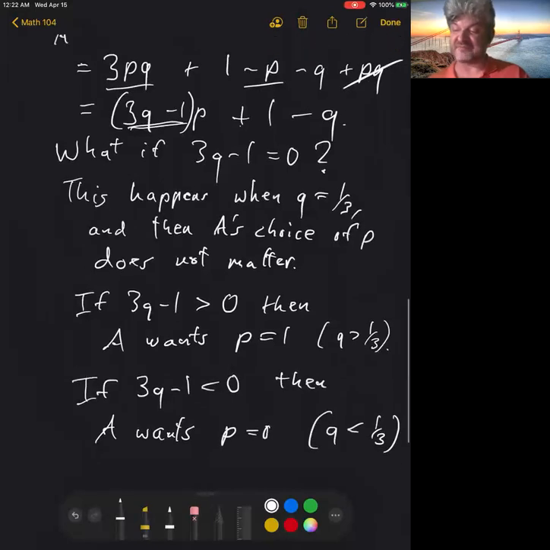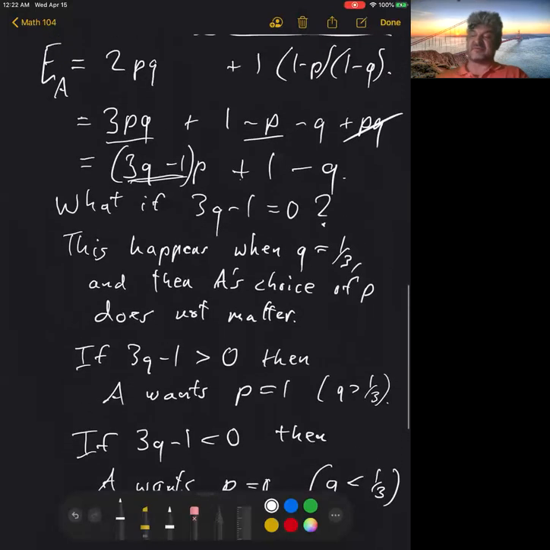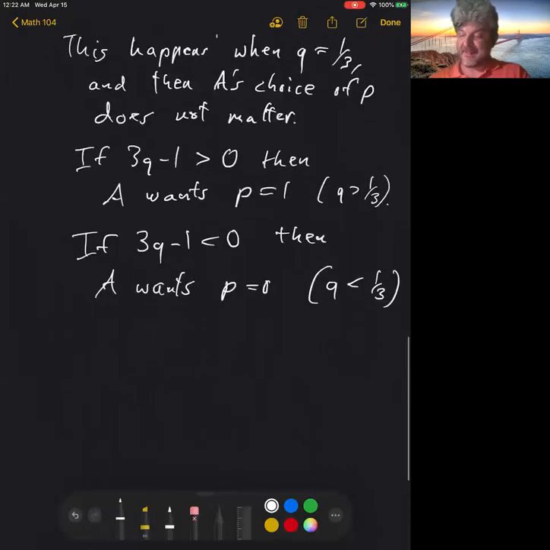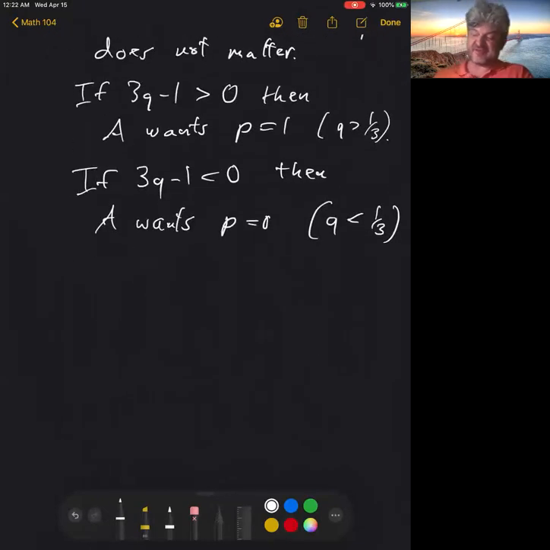Now we've covered every possibility. We've got a rule for A how to best choose their P, except it doesn't matter what they choose in the special case when Q is 1/3. So far, so good. Next thing, we can do the same thing with B. And there we get similar rules.